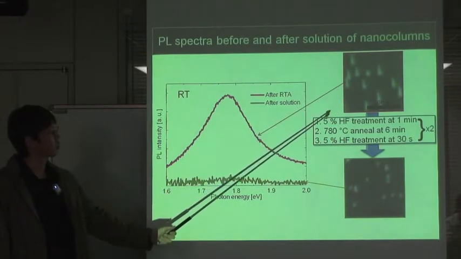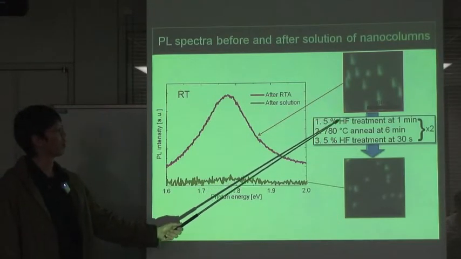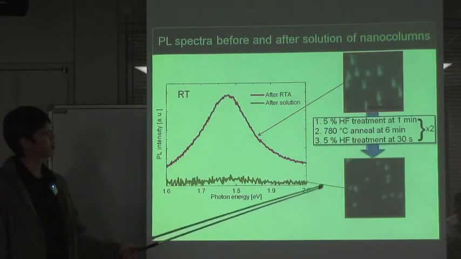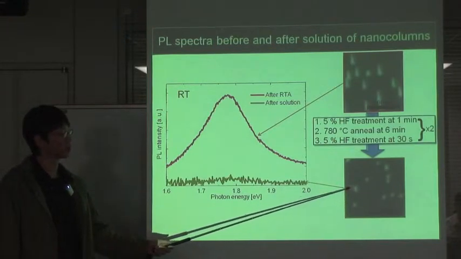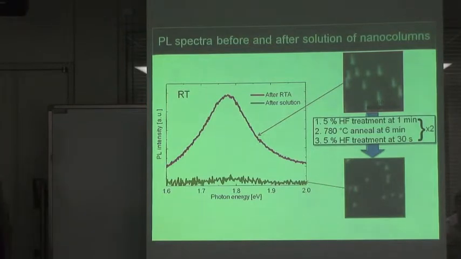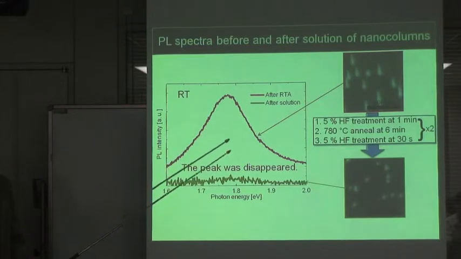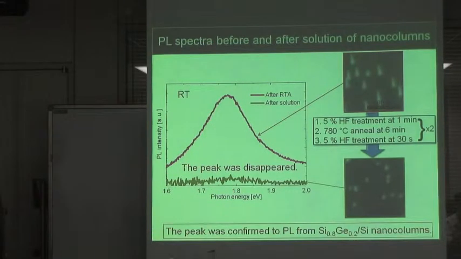And this is the scanning electron microscope image before and after this process. We can see that by this process, we can dissolve the silicon germanium silicon nanocolumns. And this is the photoluminescence spectrum before and after dissolution of the nanocolumns. We can clearly see that the photoluminescence peak disappeared after dissolution. Therefore, we conclude that this photoluminescence peak is due to the silicon germanium silicon nanocolumns.